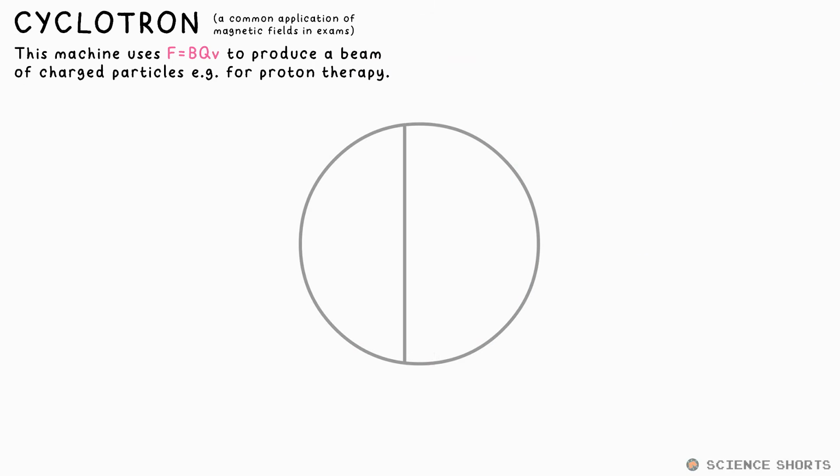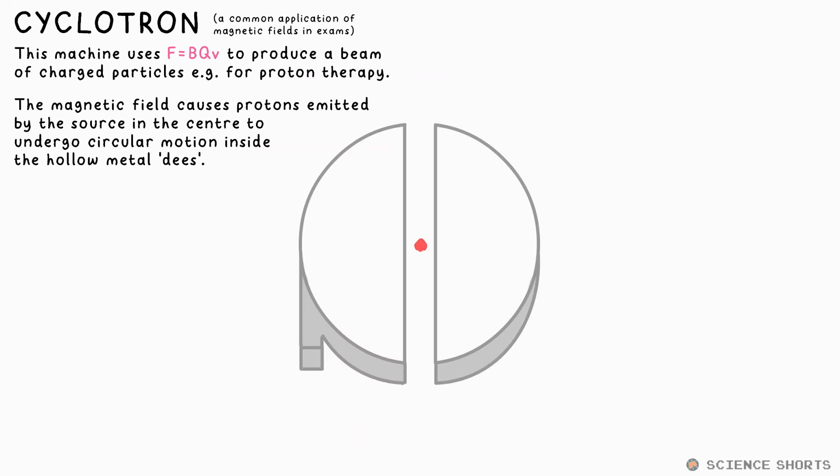A cyclotron is a machine that uses magnetic fields to produce a stream of high-energy particles like protons used for medical therapy purposes. We have a source of these particles sitting in the center of 2 hollow metal Ds, so-called because of their shape. A magnetic field is applied perpendicular to the Ds, which causes the protons to move in circles. But they're not much use if they stay in the center.